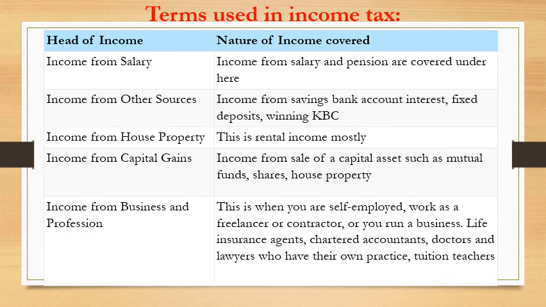Some of the heads of income used in income tax are income from salary. What is that? Income from salary and pension are covered under the head of income from salary. It could be from salary, or even after retirement, if we come under the ambit of pension. Even pension is termed as salary only. So if the pension exceeds a certain limit as per the slab rate, then we need to pay tax to the government. There again, senior citizens will get some advantages and enjoy some benefits.